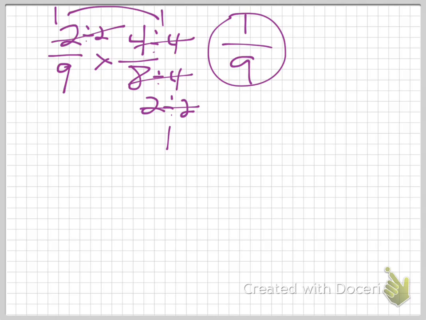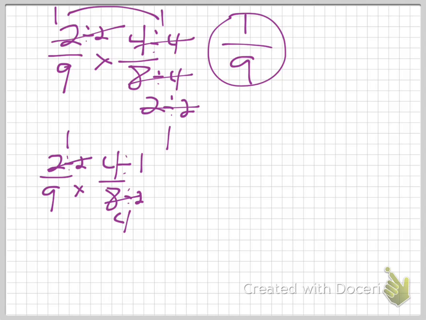I want to show you something, though. This is important that you see this. Watch. Here's the same question: 2/9 times 4/8. What if I had decided to cancel out the 2, divide by 2, and this by 2? 1 and a 4. What is 4 over 4? It's 1. Divided by 4, it becomes a 1 over 1. And it's still 1/9.